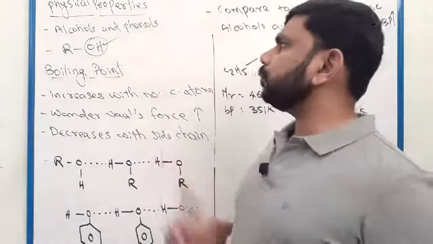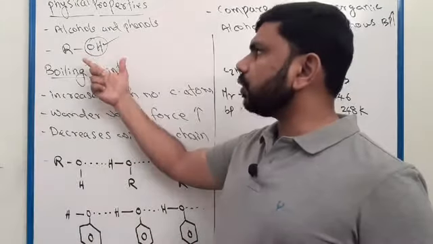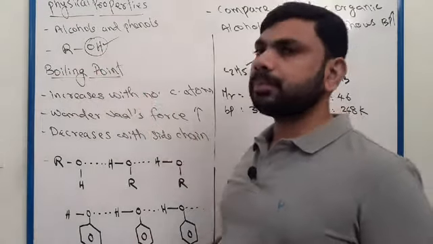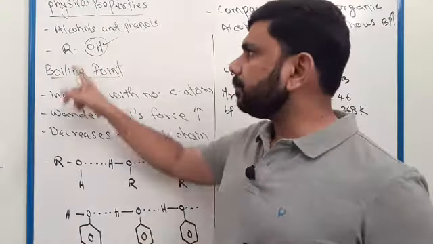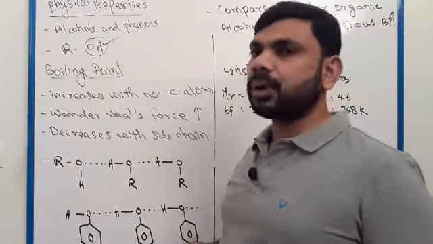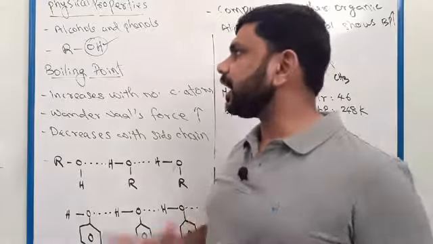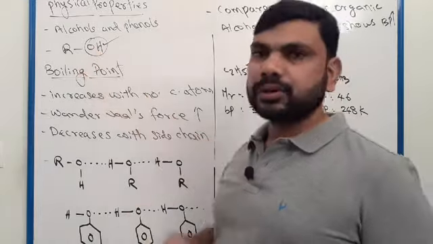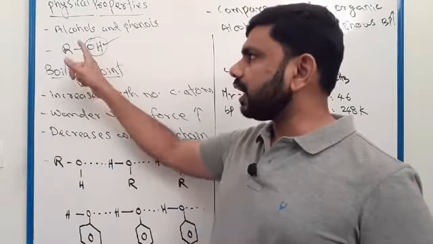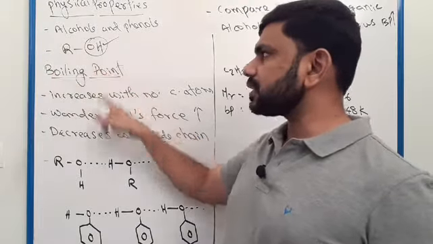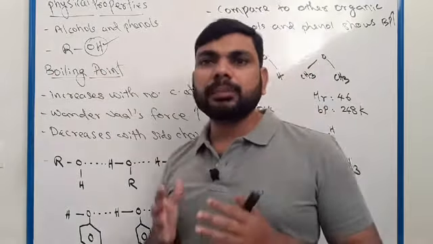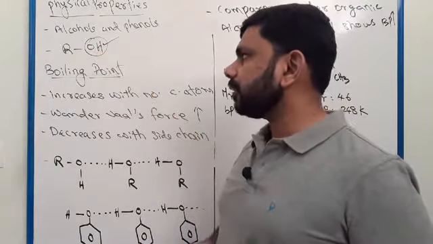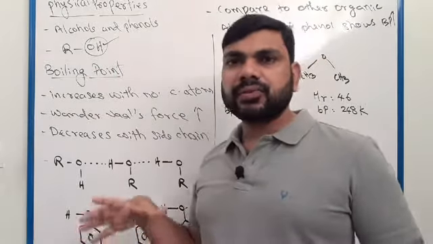Okay, when we consider alcohol or phenol, there are two parts, alkyl part and hydroxyl part. When you take phenol, there will be aryl part and hydroxyl part. The physical and chemical properties of alcohol or phenol depend on the hydroxyl group. So here we have to discuss different physical properties.